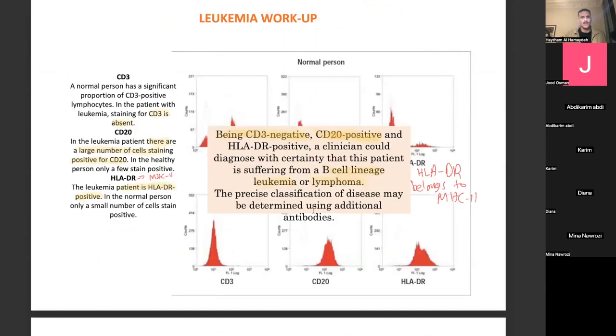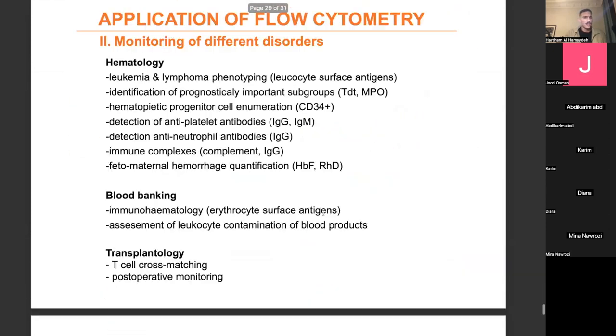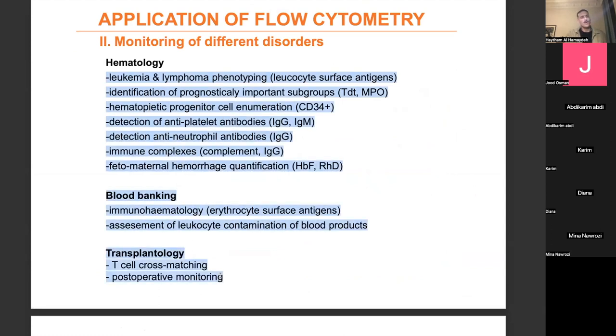I didn't look into this, but I think it's basically the same thing. You have diagrams for a normal person and a sick person. From this, maybe memorize three examples, because tomorrow she might explain the applications of flow cytometry in real-life medicine. They are used to find leukemias and lymphomas. They are used to detect antiplatelet antibodies. They are used to detect anti-neutrophil antibodies. Okay, done. The presentation is done.